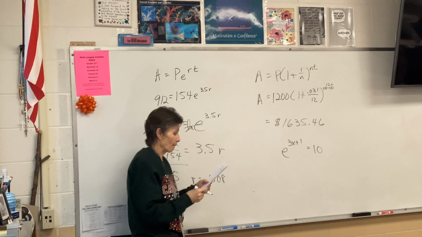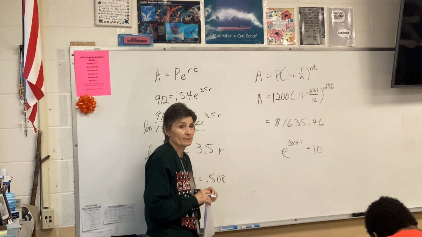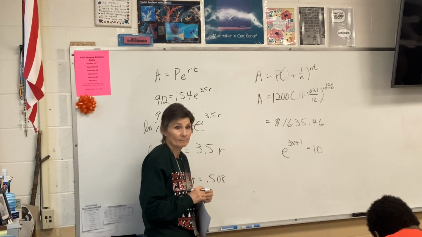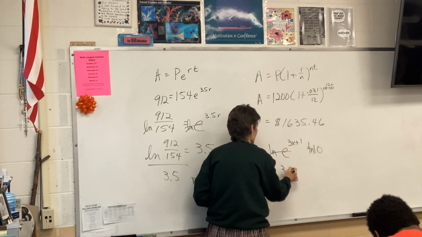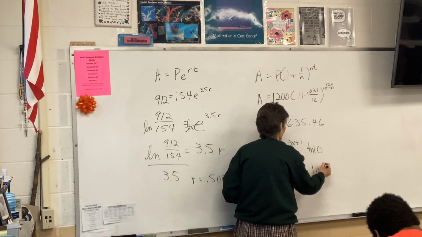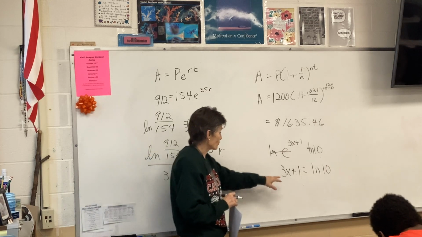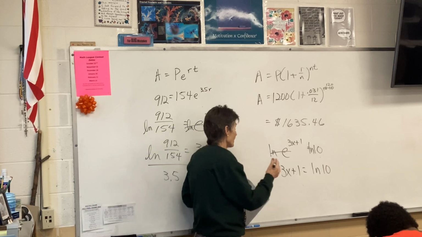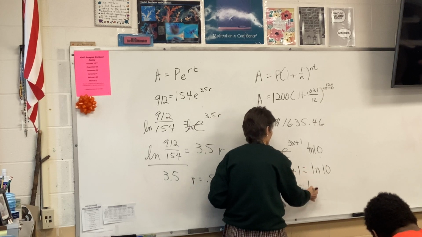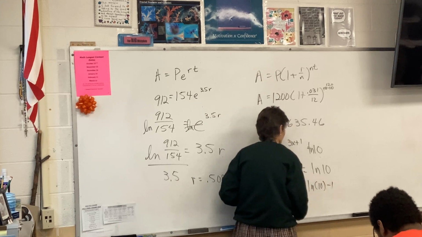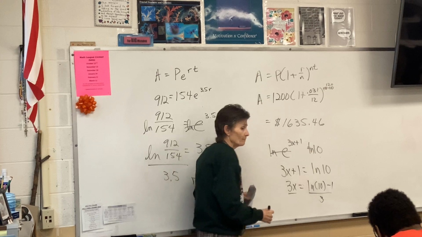Solve. We go straight to ln, don't we? Because there's nothing to divide by. So we're just gonna ln both sides. So 3x plus 1 equals ln 10. Remember, you're solving for x, so what are you gonna have to do? Subtract 1, and then divide by 3.